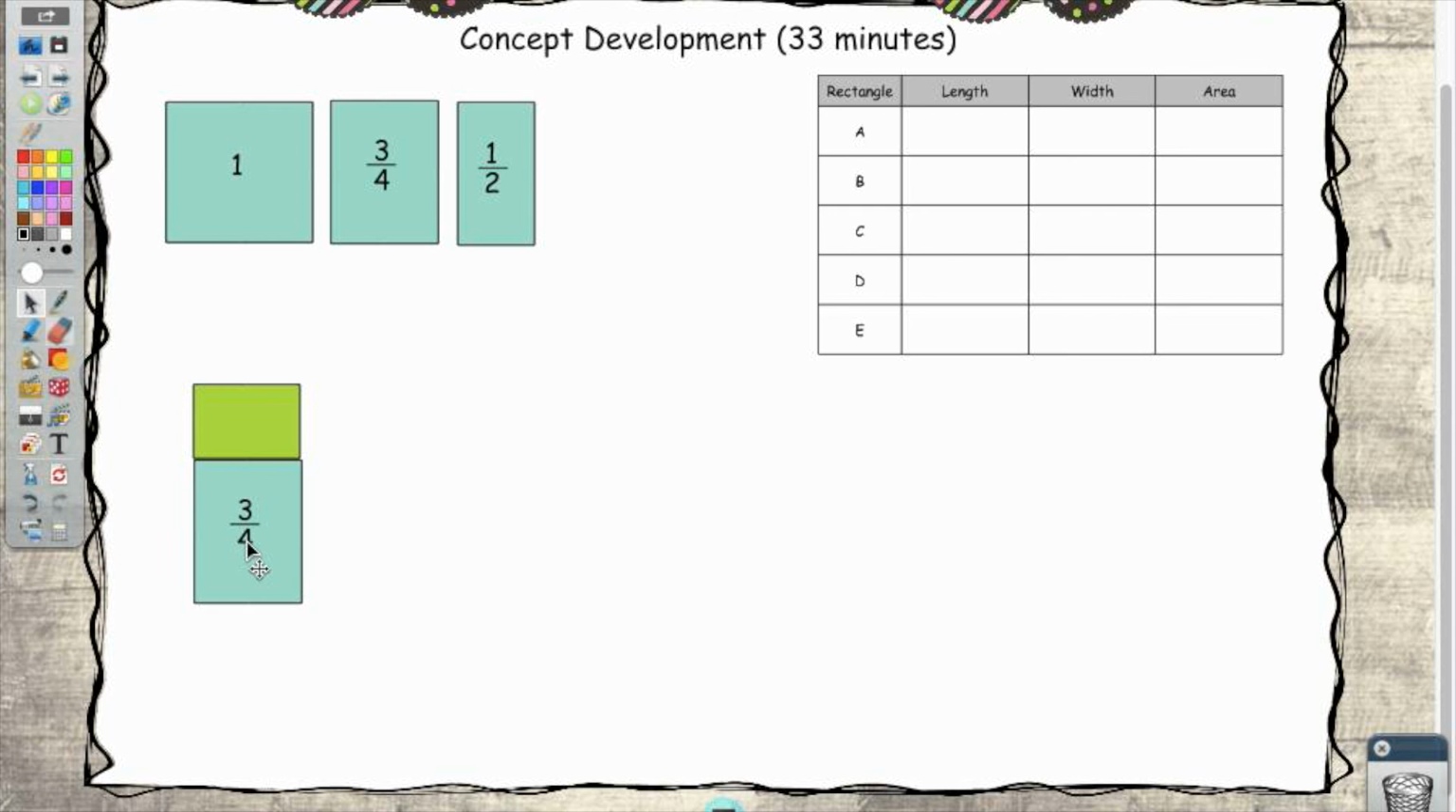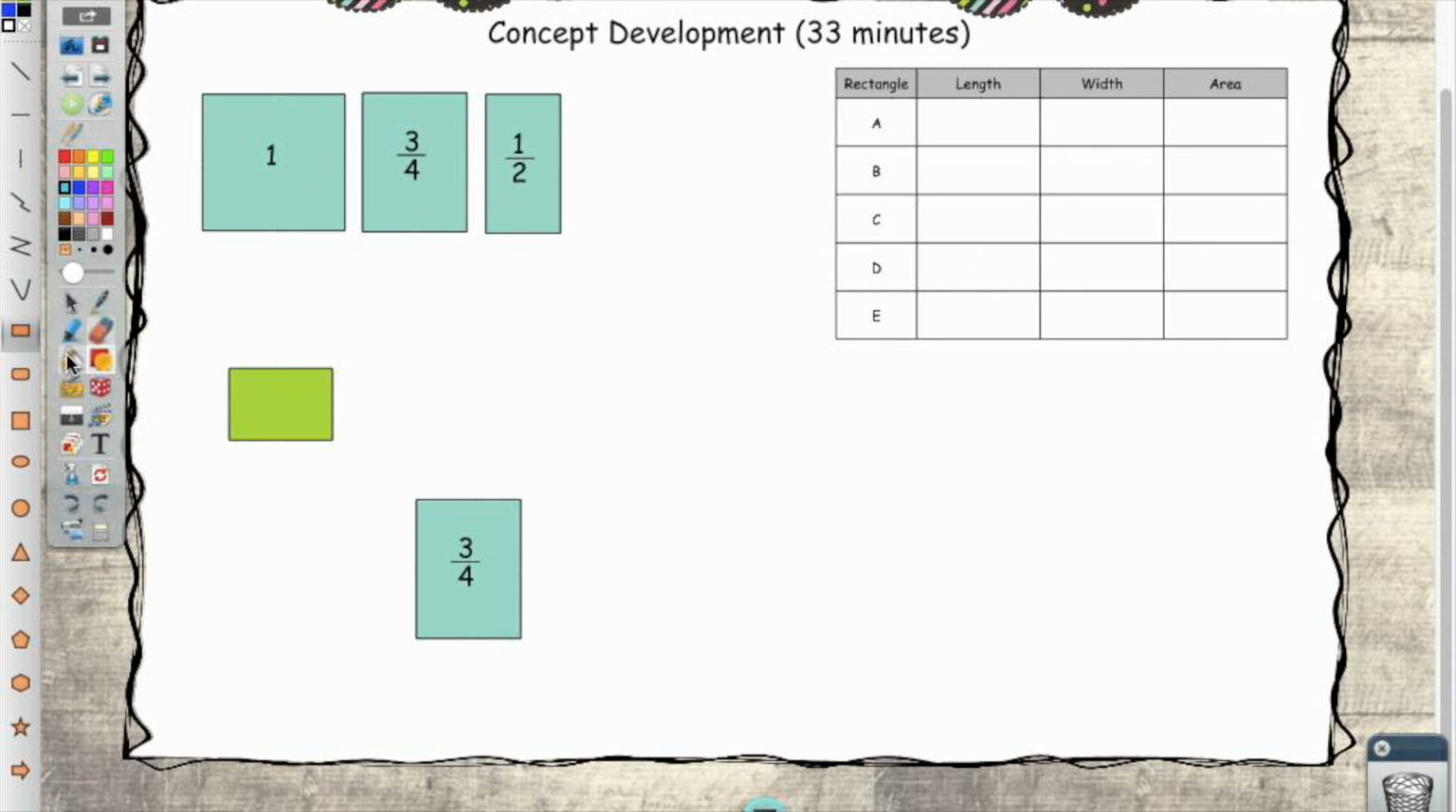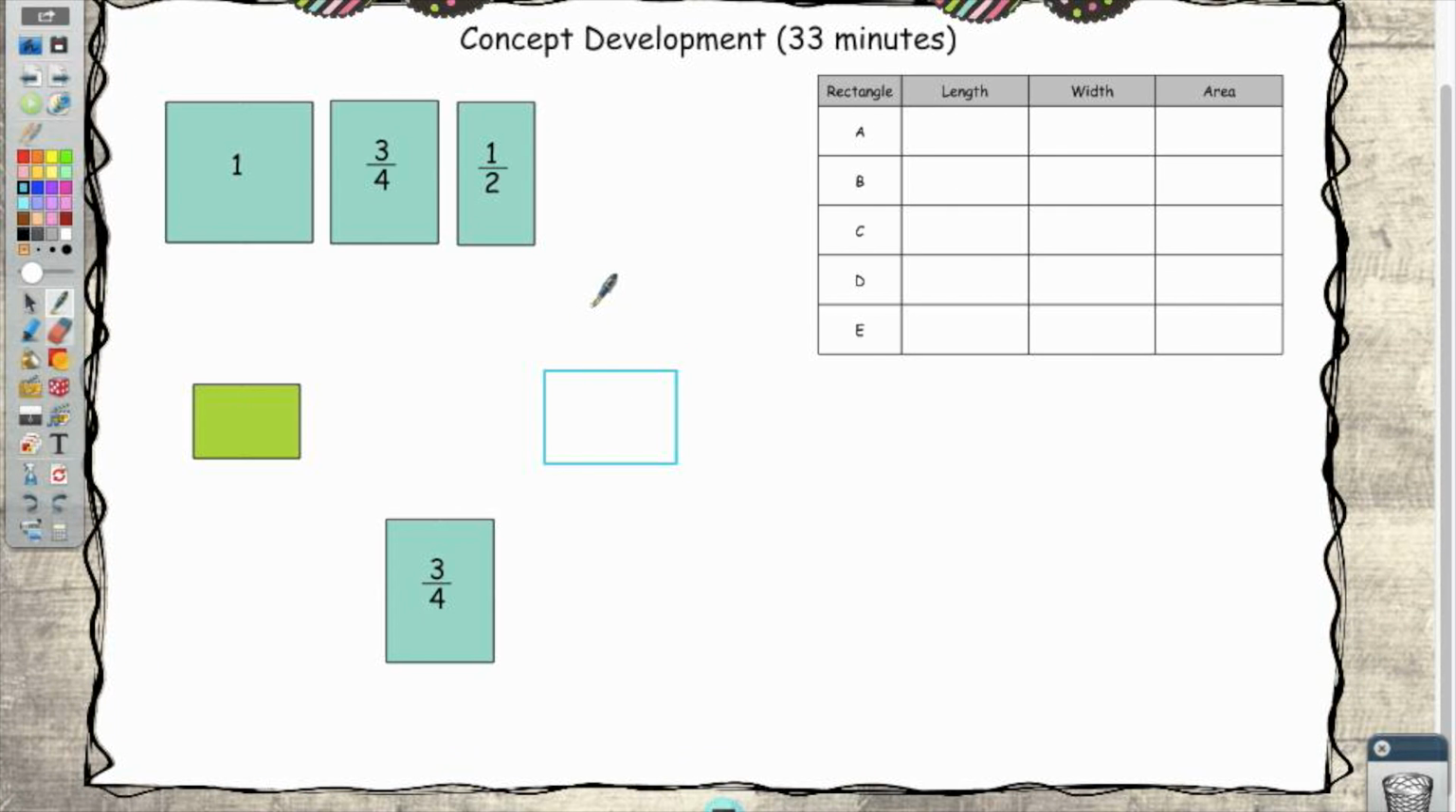I think... Yeah. Okay, so 3/4 is our length, right? Get your rectangle on there. Okay, so she thinks a half sideways. All right. Think it's a half sideways? Yeah. Okay, so this is not going to take long to solve.